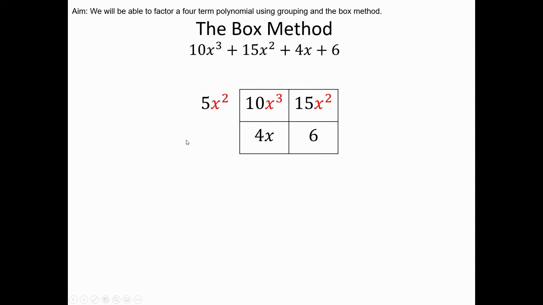Once you have one of these guys, it becomes a lot easier, because think of it this way. 5 times what is 10? That's going to be 2. X squared times what is x to the 3? That's x, and you'll see that it also lines up with this. 2 goes into 10 and 4. X goes into all of these.